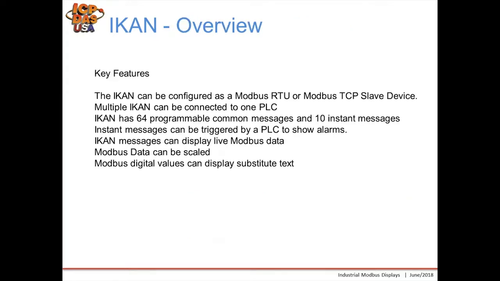The key features of the IKAN are that, again, it's designed to be a Modbus RTU or Modbus TCP slave device. You can incorporate those Modbus values into your messages. Multiple IKAN can be connected to one PLC. The IKAN has 64 programmable common messages and again 10 instant messages. The instant messages can be triggered by writing to the IKAN from a PLC to show alarms and emergency messages. The IKAN messages can display live Modbus data, and this data can be scaled, and for digital values you can use substitute text to show real words.